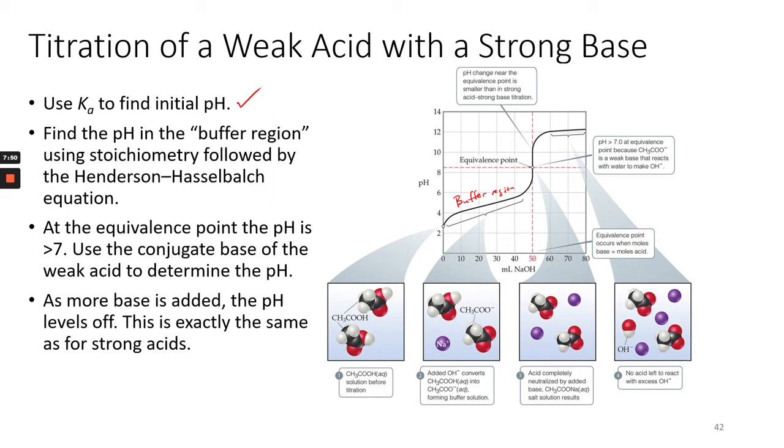Interestingly enough, if you go halfway to the equivalence point, so here the equivalence point is at 50, so if you go to 25 and you read off this value here, that will be your pKa value. So that's called your half equivalence. As more base is added, the pH is going to level off up here again. Same as the strong acid titration.